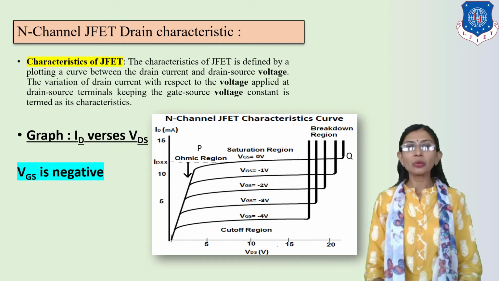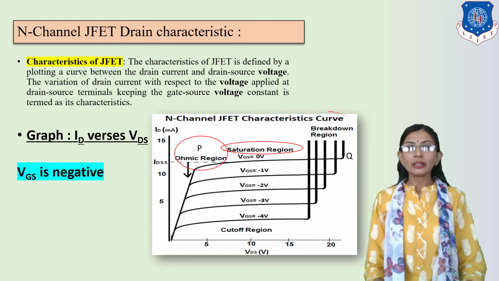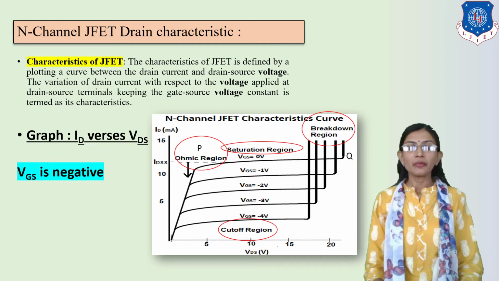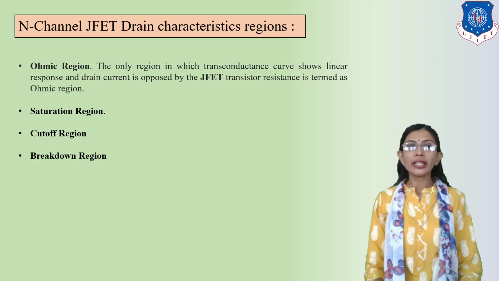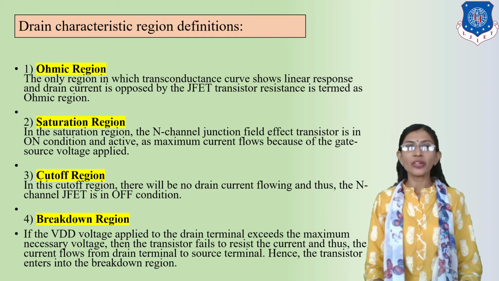Thus, we have the drain characteristic with 4 important regions. Which are the important regions? That is ohmic region, saturation region, breakdown region, and the fourth one, that is cutoff region, when we will get the zero current, constant ID, ideally. Thus, N-channel JFET drain characteristic regions are ohmic, saturation, cutoff and breakdown region. You can define the regions accordingly on the plot. So, drain characteristic region definitions.